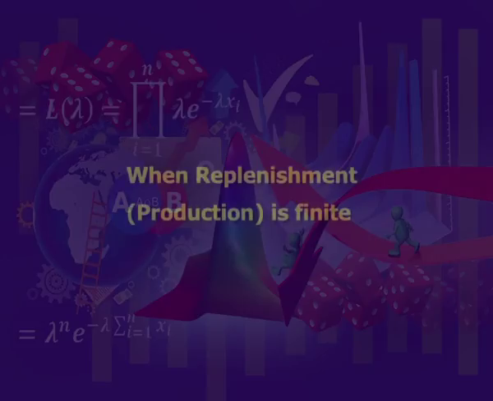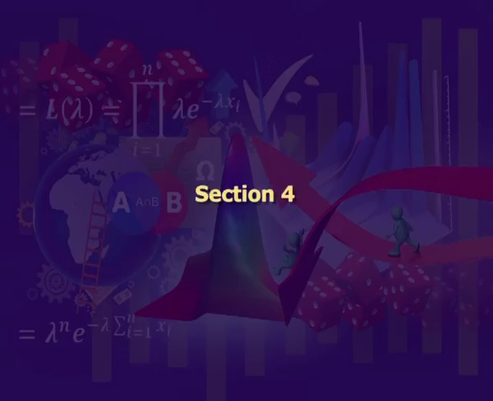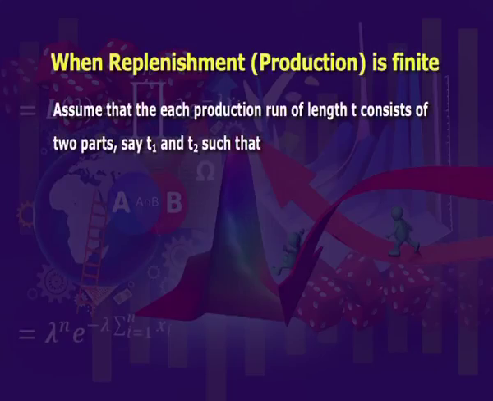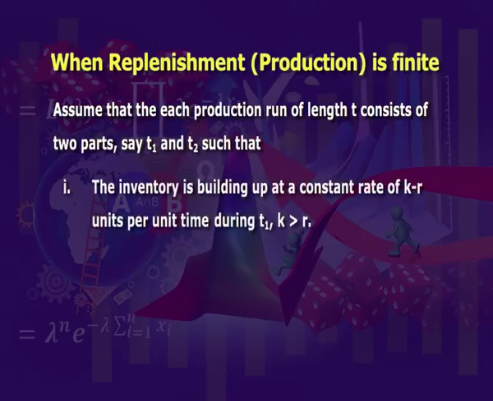When replenishment or production is finite. In this case, all the assumptions remain the same as discussed in section 4, except the instantaneous replenishment. Assume that each production run of length T consists of two parts, say T1 and T2, such that, number 1, the inventory is building up at a constant rate of K minus R units per unit time during T1.